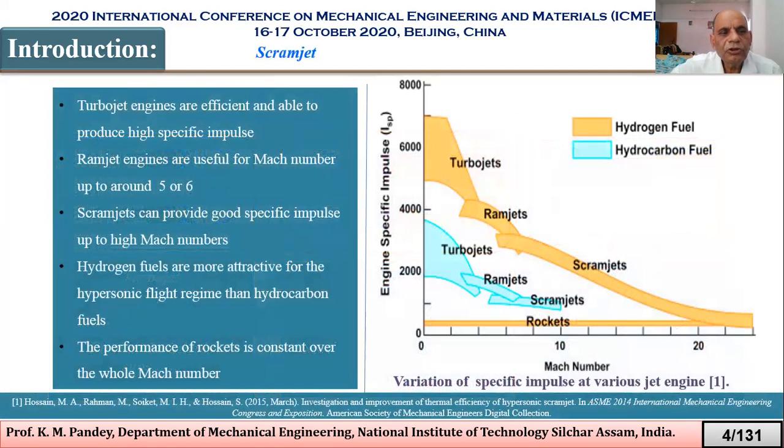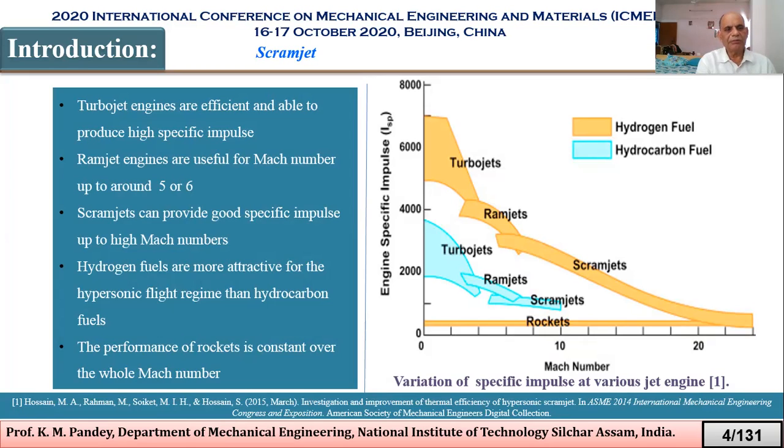Then we can say that turbojet engines are efficient and able to produce high specific impulse. Means for turbojet engines, the specific impulse is very high. And ramjet engines are useful for Mach number up to around 5 or 6. Means after 5 or 6, the efficiency decreases.